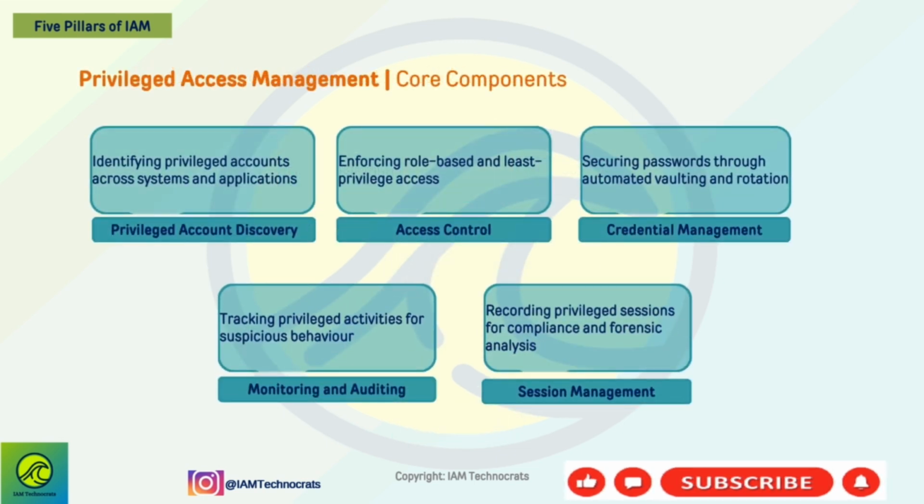Here are the core components of PAM. Privileged account discovery: identifying privileged accounts across systems and applications. Access control: enforcing role-based and least privilege access. Credential management: securing passwords through automated vaulting and rotation. Monitoring and auditing: tracking privileged activities for suspicious behavior. Session management: recording privileged sessions for compliance and forensic analysis.